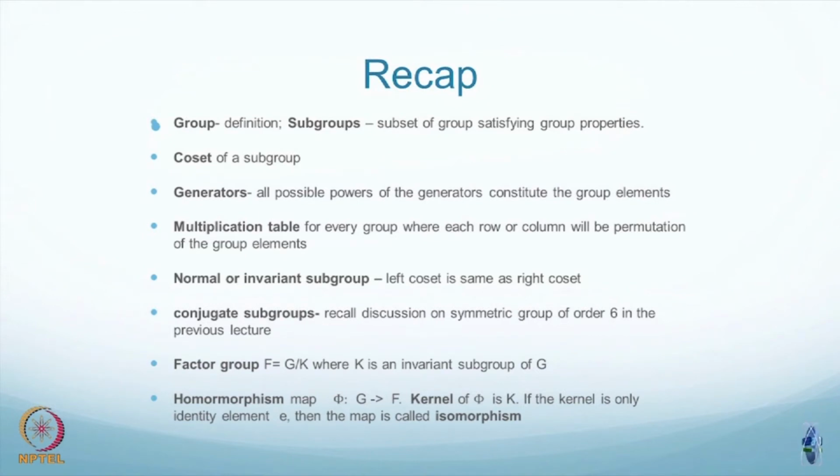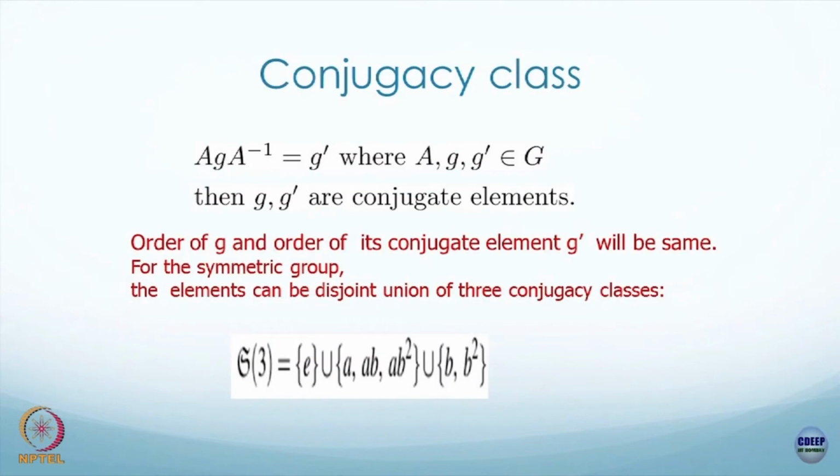A homomorphism is a map, and that also I have said: the kernel of phi will be the invariant subgroup K. If the kernel is only the identity element, then the map is an isomorphism. Is that okay? Okay. So far for the group structures, subgroup structures.